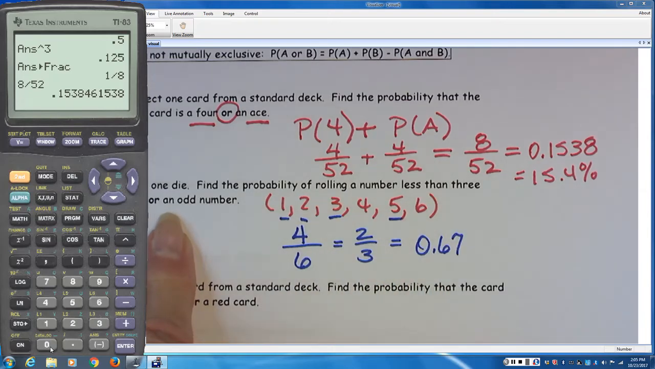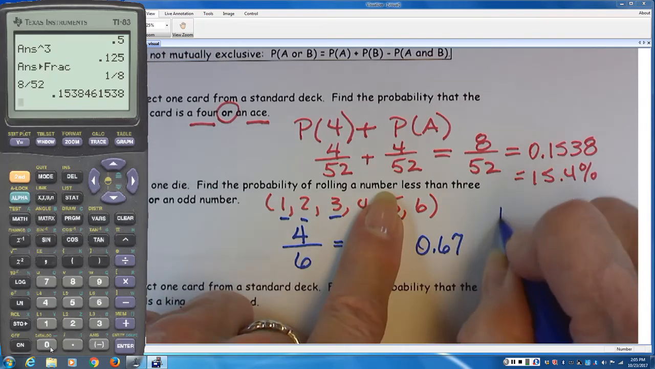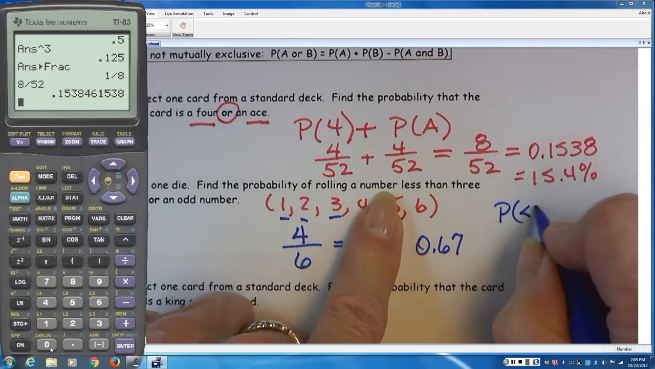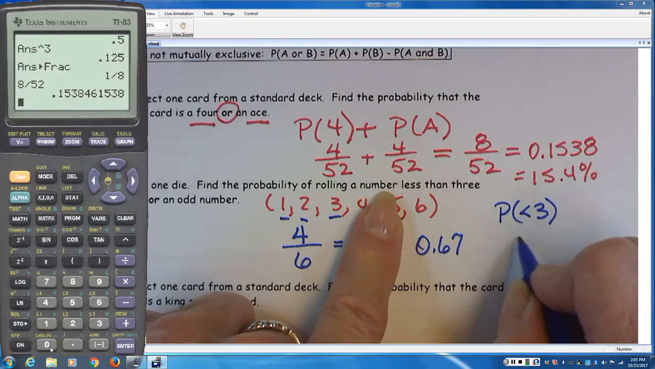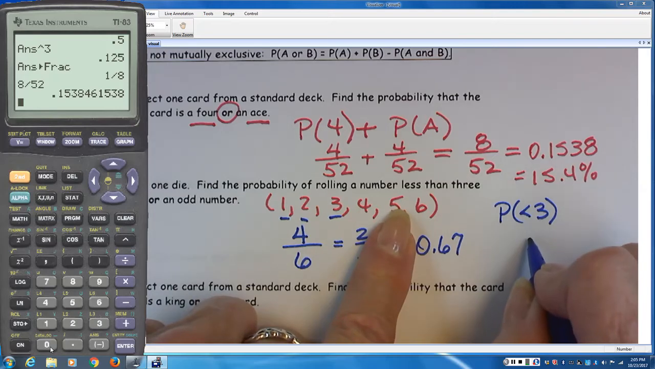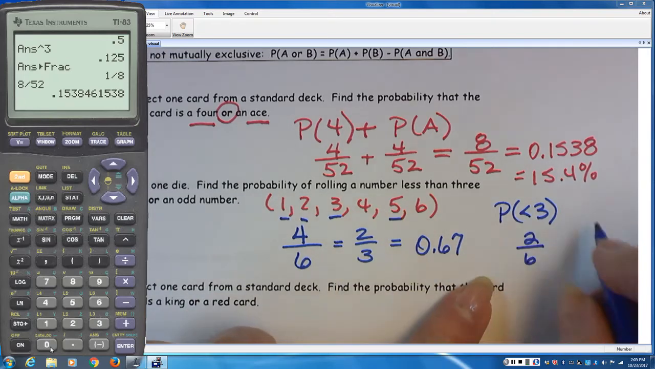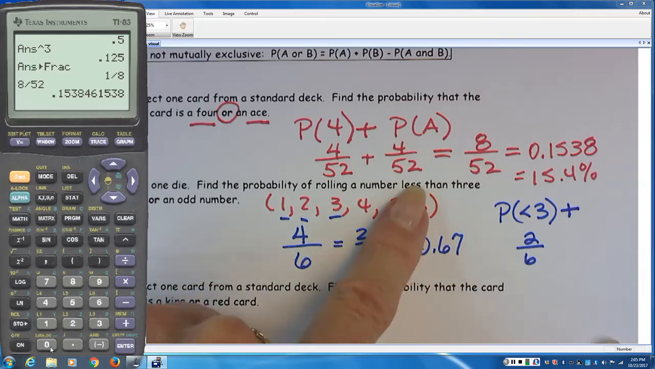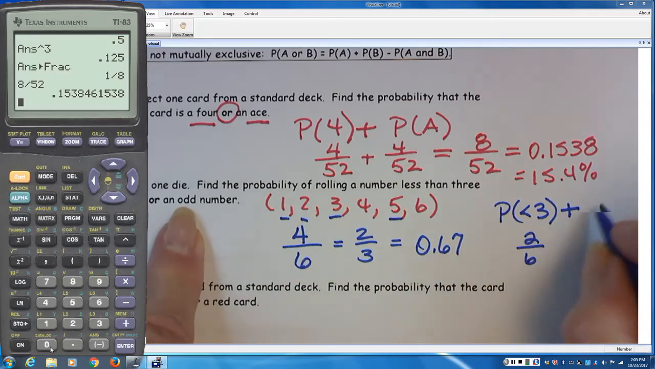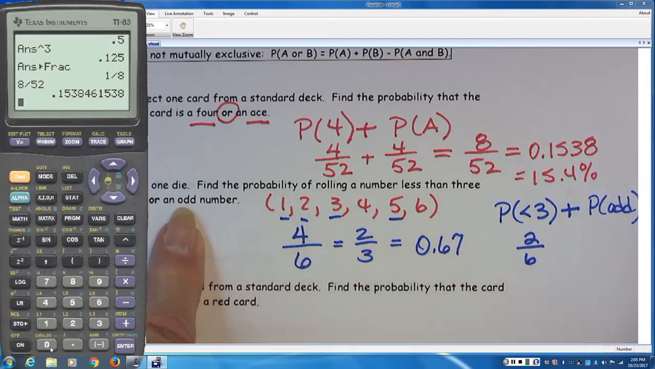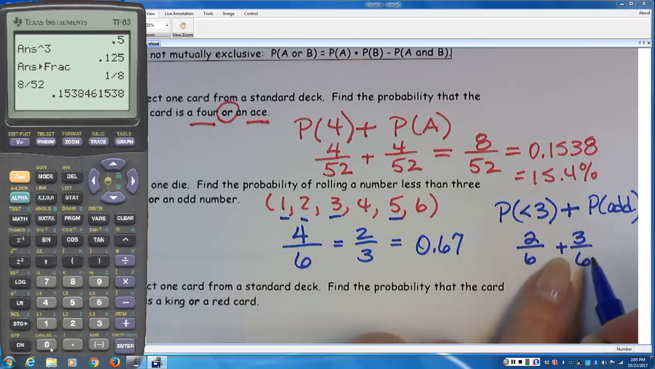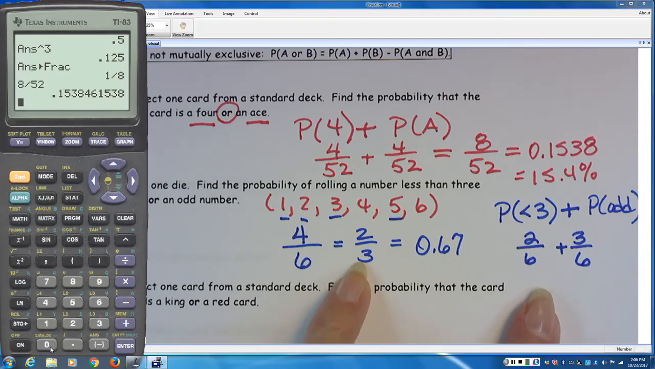Now, if you want to do it by the rules, the probability of a number less than 3, which would be the 1 or the 2, would be 2 out of 6. And the probability of a number that's odd would be 1, 3, 5. So that's 3. And if you look at that, you're going to say, but that answer is 5 over 6. You said it was 4 over 6.